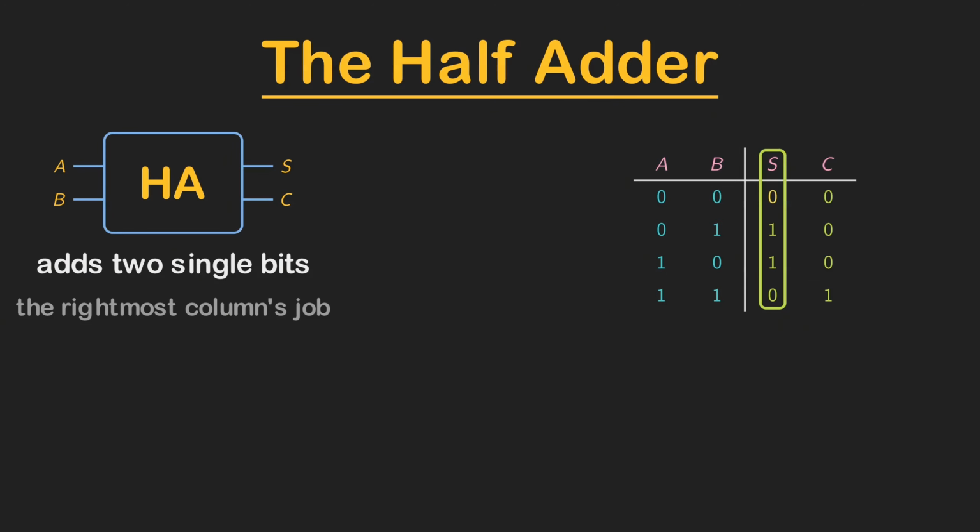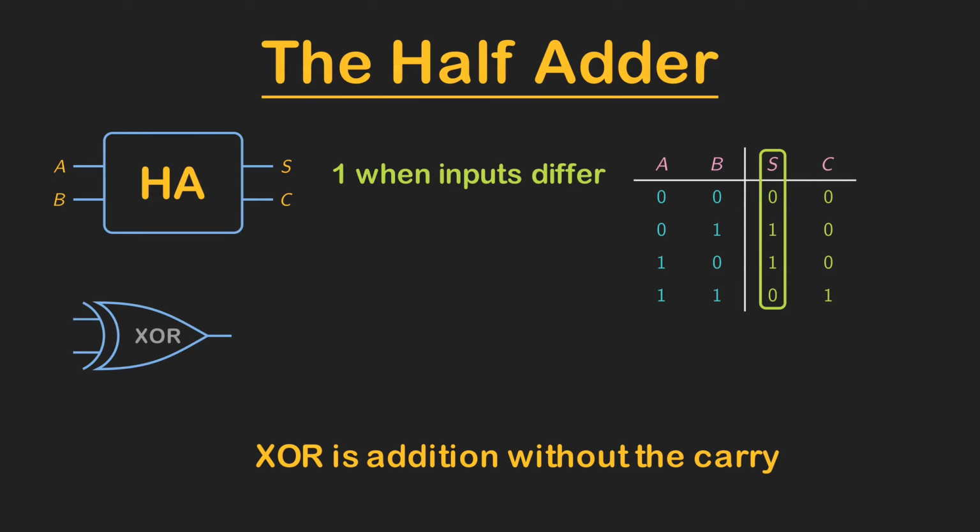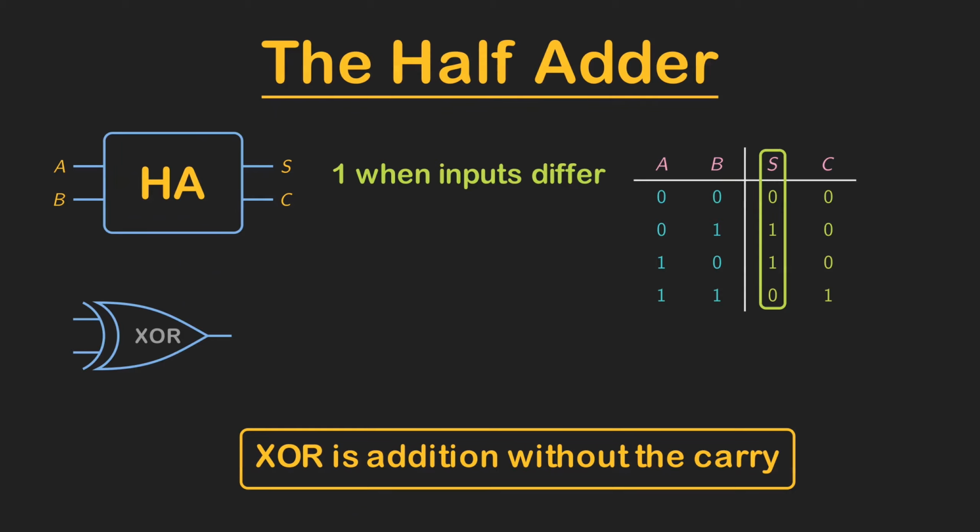Now listen to the sum outputs in order. 0, 1, 1, 0. The sum is 1 exactly when the inputs differ. There's a gate that does precisely that. XOR, exclusive OR. 1 when the inputs differ, 0 when they match. But here's the deeper way to hear it. XOR produces exactly the sum bit of 1 bit addition. XOR is addition with the carry thrown away. If you remember only one sentence from this section, make it this one. XOR is addition without the carry.